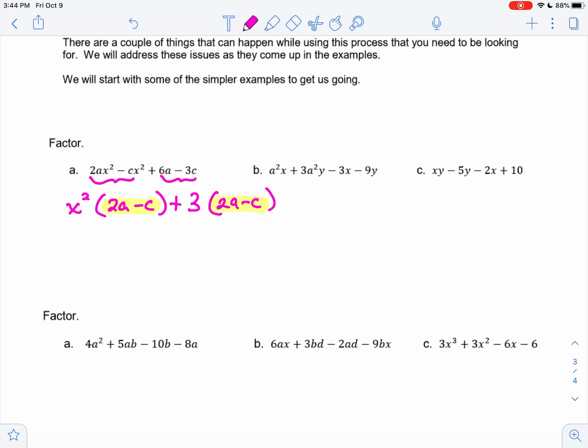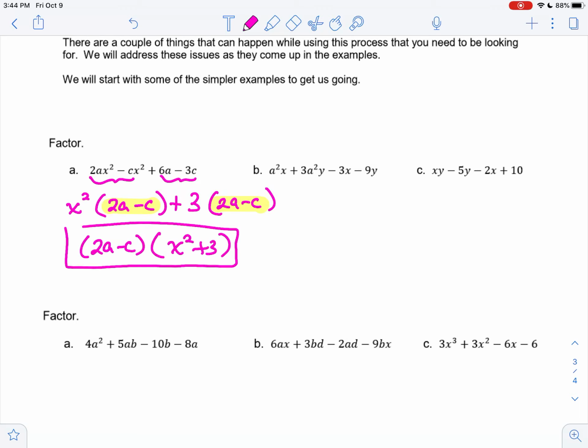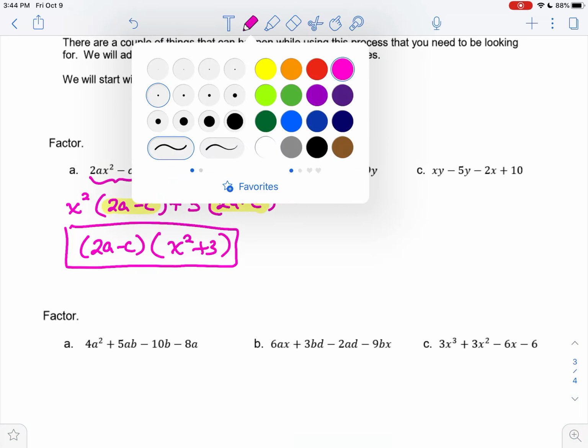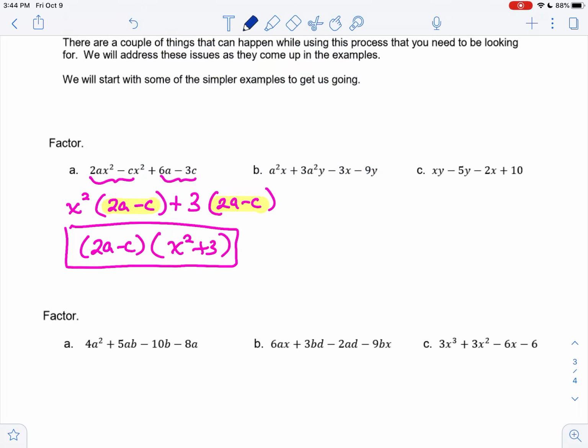Okay. So what we end up with now is a common binomial factor. We can factor it out to the front. So it's 2a minus c. And then the leftover factors, what we would have left after dividing out 2a minus c, would be the x squared plus 3. And that's what we call factor by grouping. And so now we have it written as a product of two binomials.